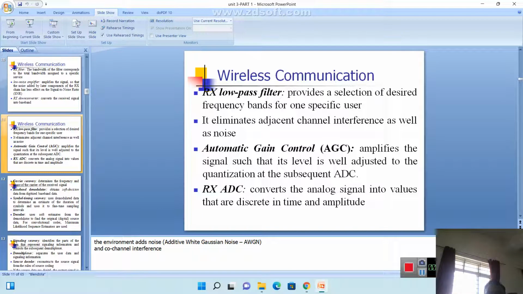Then the low pass filter. Whatever signal we apply, we get the low pass output. It provides selection of the desired frequency band for a specific use. It eliminates adjacent channel interference as well as noise. Then automatic gain control, AGC, amplifies the signal such that it is well adjusted to the quantization of the subsequent ADC. Then ADC, the analog to digital converter, converts the analog signal into values at discrete time.